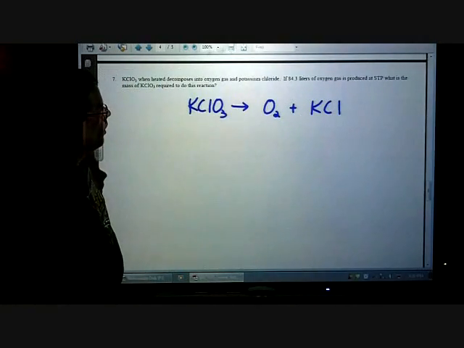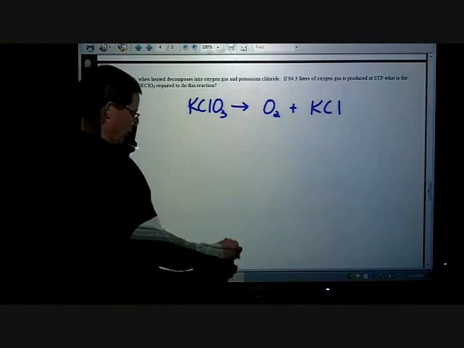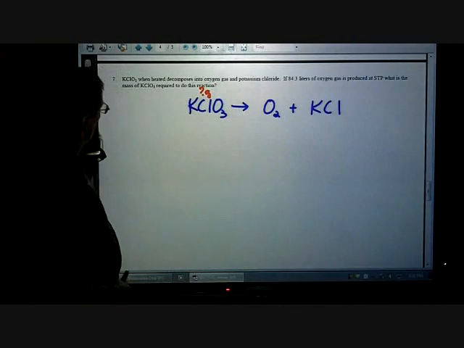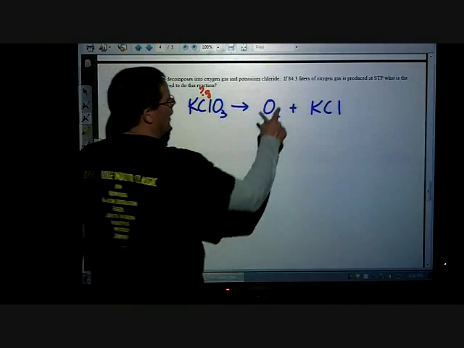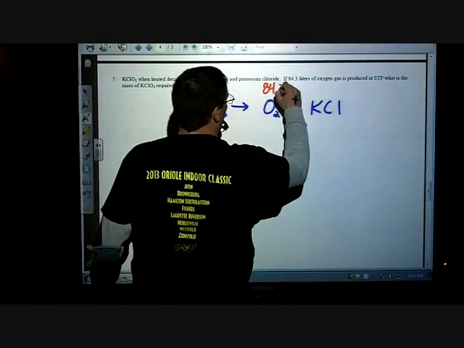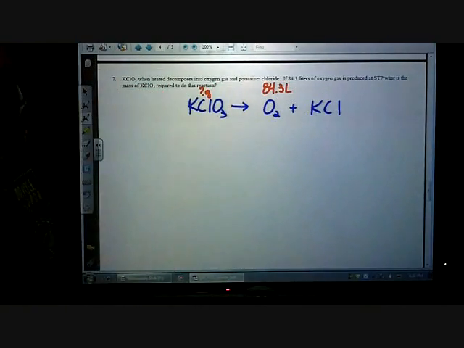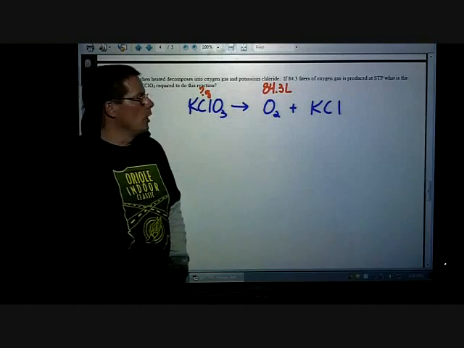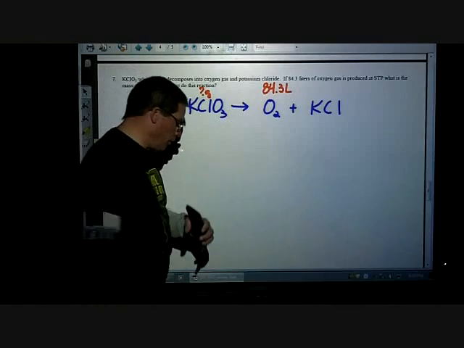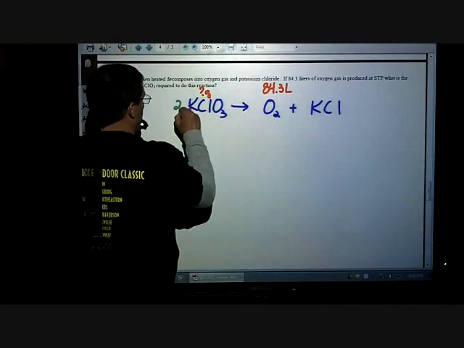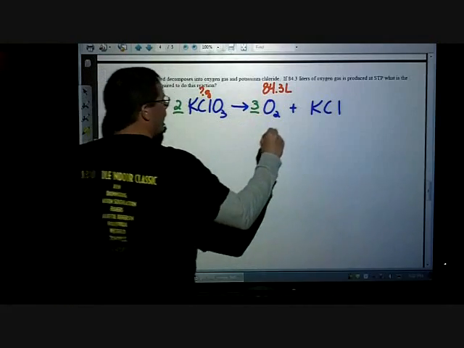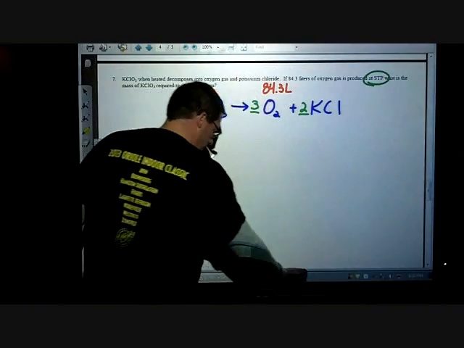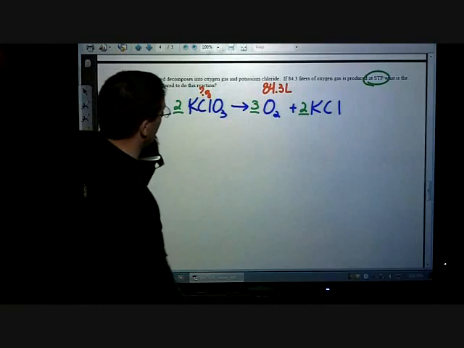Now, the question wants to know what mass, so question mark grams, what mass of KClO3 is required to do this reaction if 84.3 liters of oxygen gas is produced, and again, at STP. All right, so do we have a limiting reactant problem here? No, we do not. But we do have a stoichiometry problem, so we still need to balance this out. So we have a 2 there, a 3 there, and a 2 there. Also, the nice thing is that we are at STP, which is very, very helpful in solving problems like this.